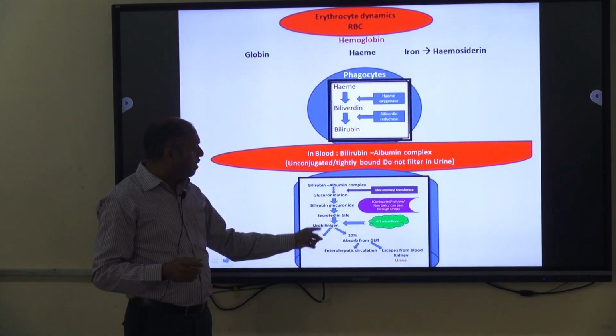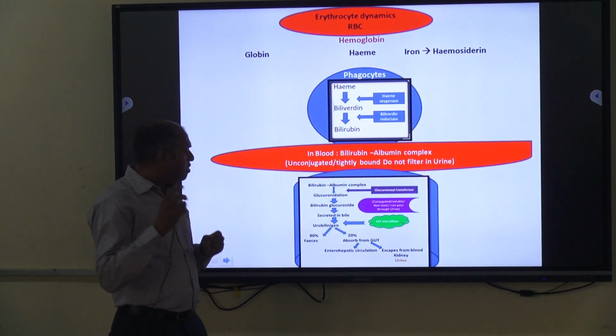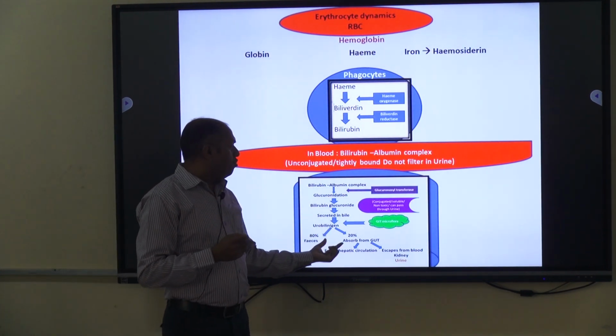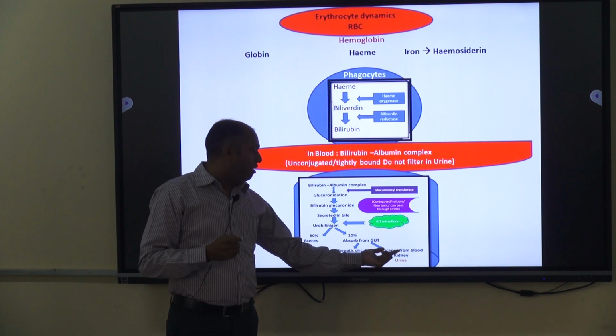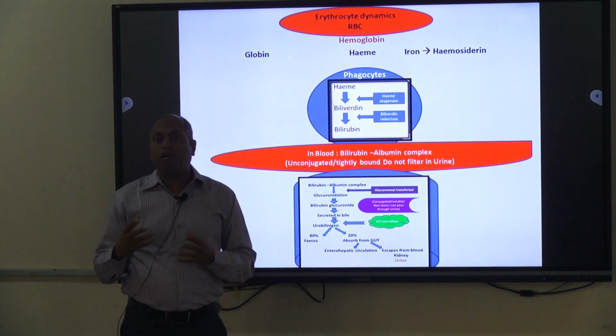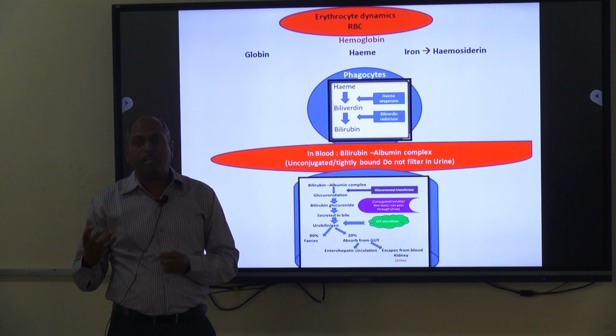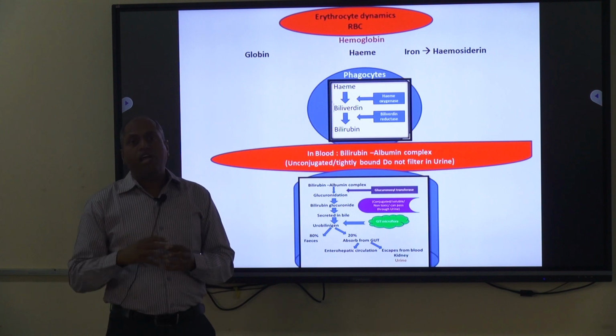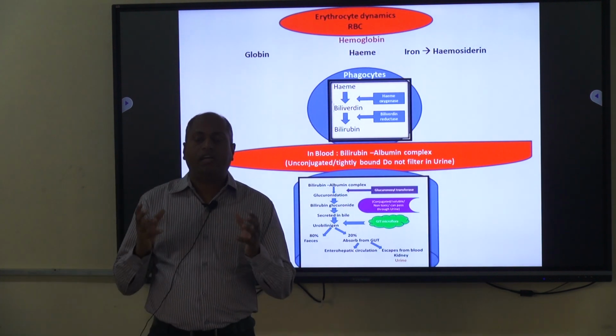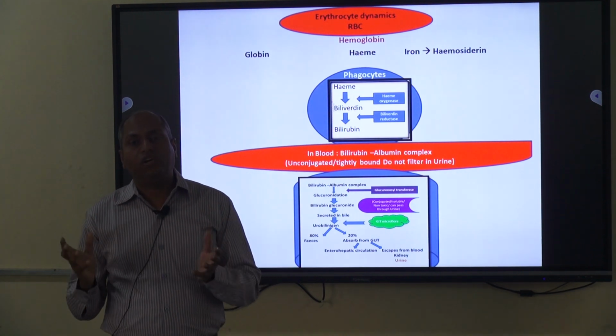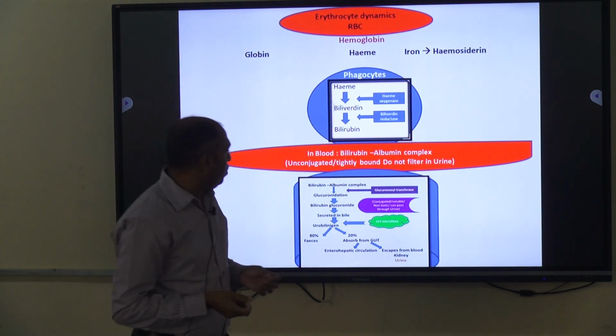While circulating in the enterohepatic circulation, some of this urobilinogen escapes into the blood, and since it is soluble, it can be filtered by the kidney, and it appears in the urine, and it gives the characteristic pale yellow color to the urine.